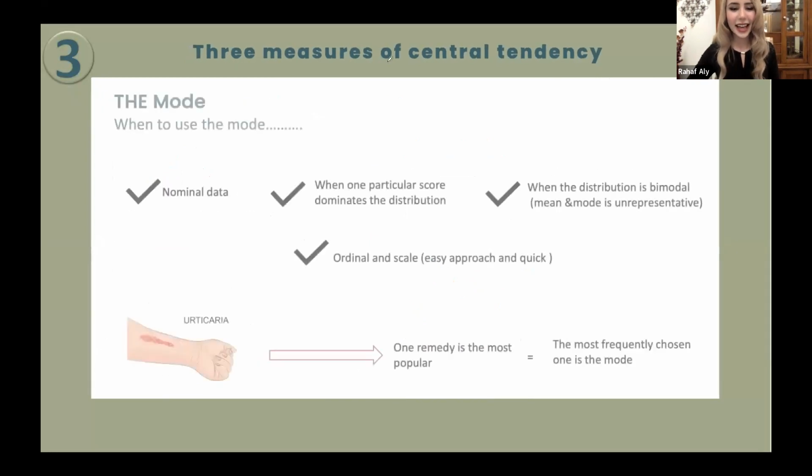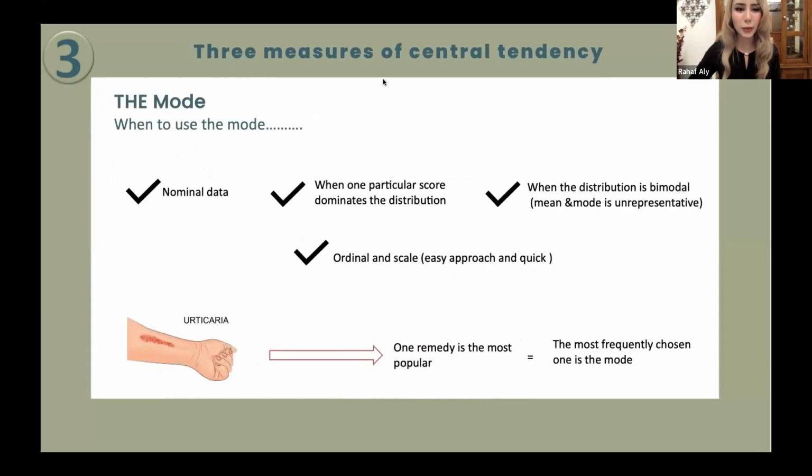And now moving on to when should you use the mode? Because what's important in research is not only about how you can understand them, but I don't know why this is not moving. Okay. But it's also about when you should use them.